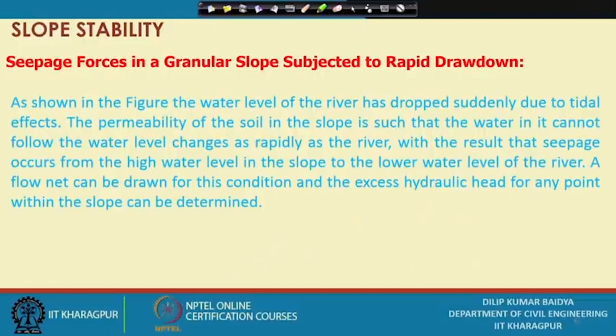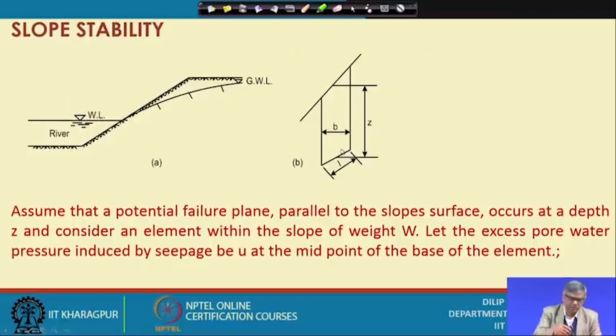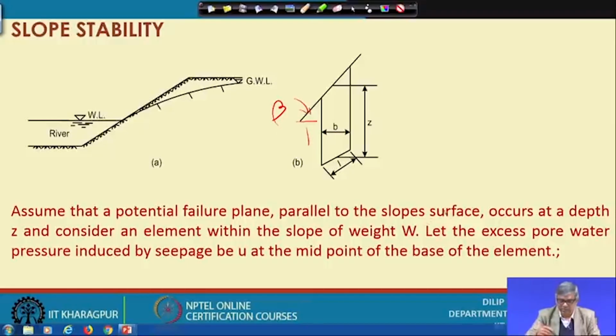So, that is the diagram actually. This is the flow line, and then I can draw the equipotential lines like this, and typically I can take one slice, and the geometry of the slice is shown here. Based on this we can do some analysis, like you can see the potential failure plane. This is the potential failure plane. Suppose this is the angle beta, and the failure plane is parallel to the slope surface.